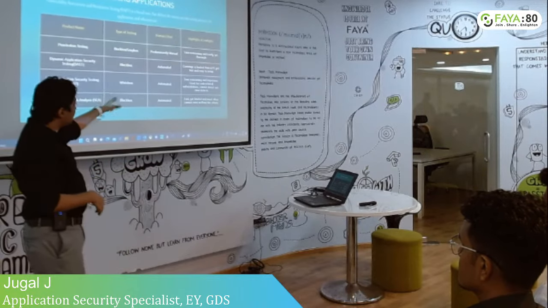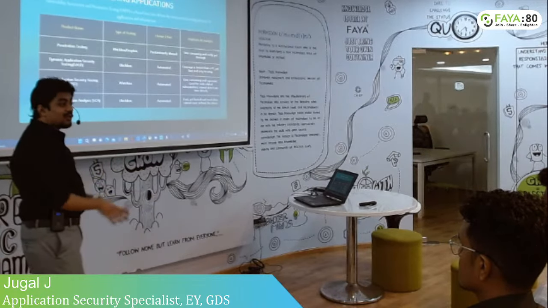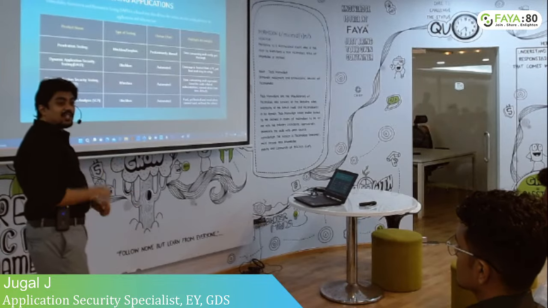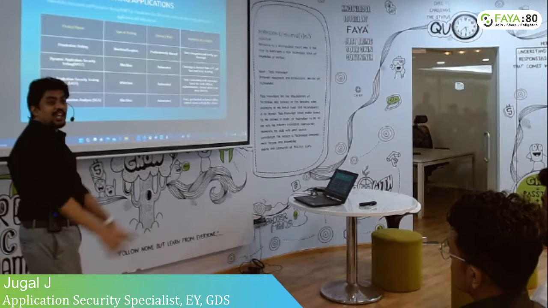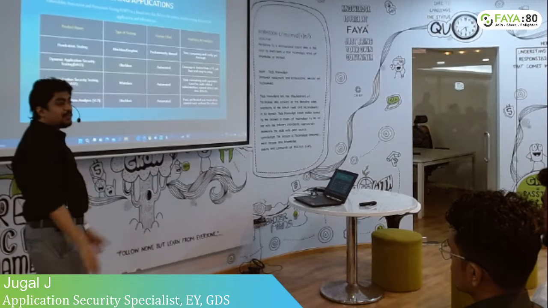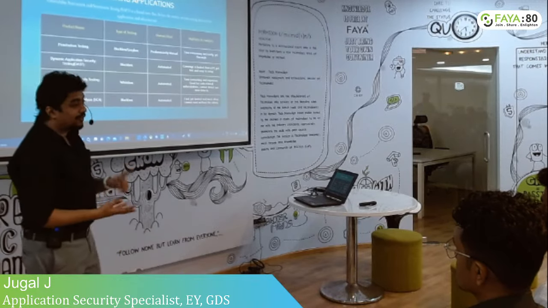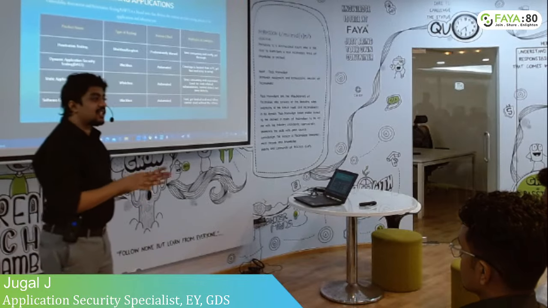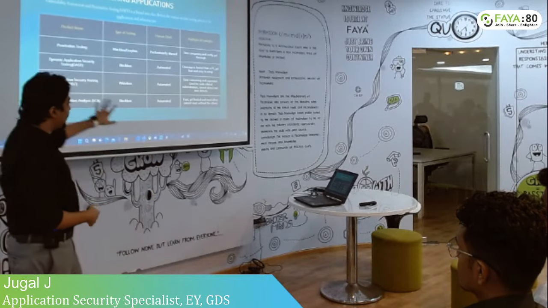But when it comes to SAST, it's a white box because you get the entire source code. The entire source code of the application is being shared with you, and then you are asked to scan it. So you have entire knowledge about what kind of languages they use, what kind of framework you use, everything about the infrastructure is known to you. So that is why it's known as a white box.